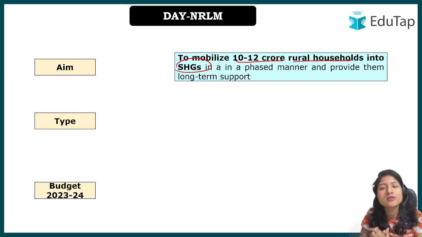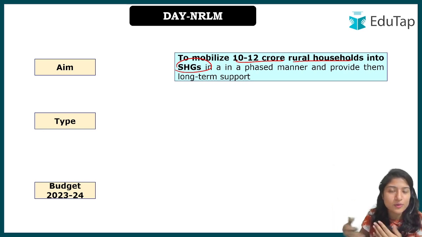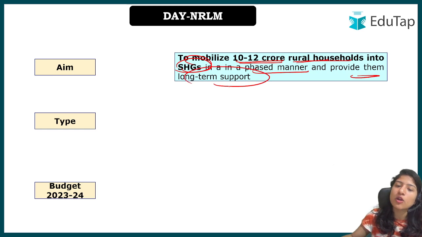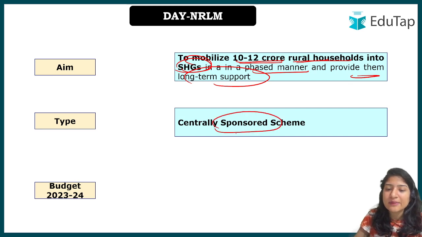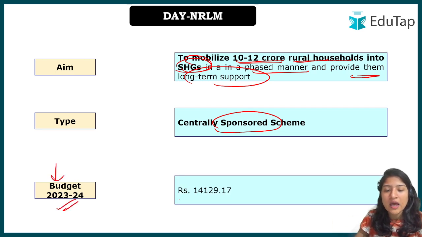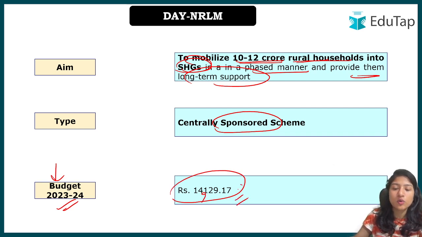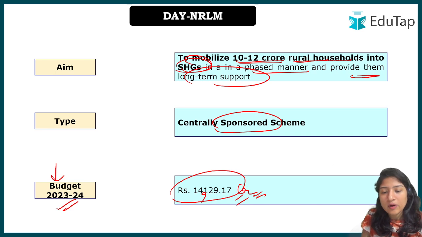Along with that, the government also helps SHGs with a loan that is provided by the banks, right? Because there are more people, they might be able to return the money. So we have to mobilize these 10 to 12 crore rural households into SHGs in a phased manner and provide them with long term support, so these groups can actually pool the money and start their own business. Women can start their own business, and they can do much better with that. The type of scheme is a centrally sponsored scheme, meaning the state and the central government both will provide funding for this. Especially the budget of this year, 2023-24, is rupees 14,127 crore. It should be crore. So this is the amount that has been assigned.